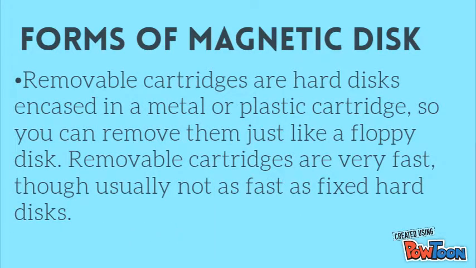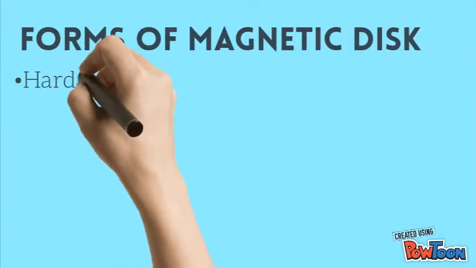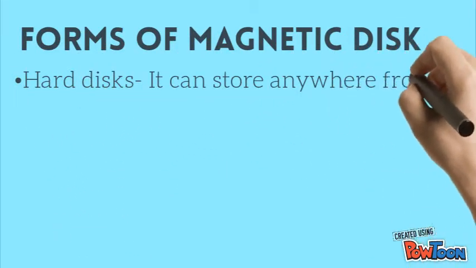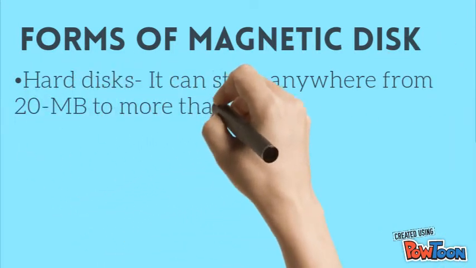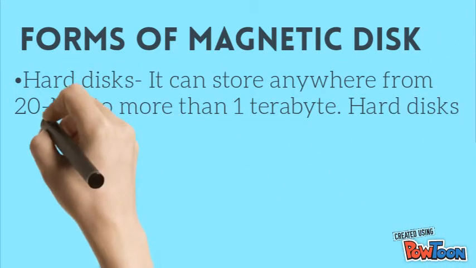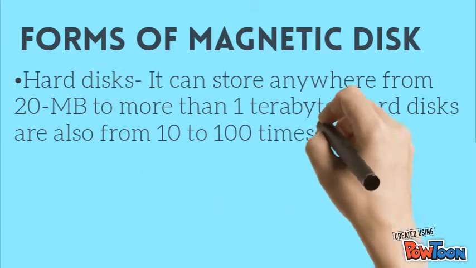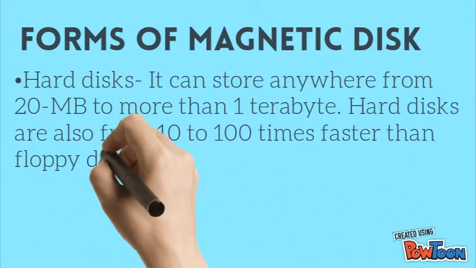Removable cartridges are hard disks encased in a metal or plastic cartridge, so you can remove them just like a floppy disk. Removable cartridges are very fast, though usually not as fast as fixed hard disks. Hard disks. A hard disk can store anywhere from 20 megabytes to more than 1 terabyte. Hard disks are also from 10 to 100 times faster than floppy disks.